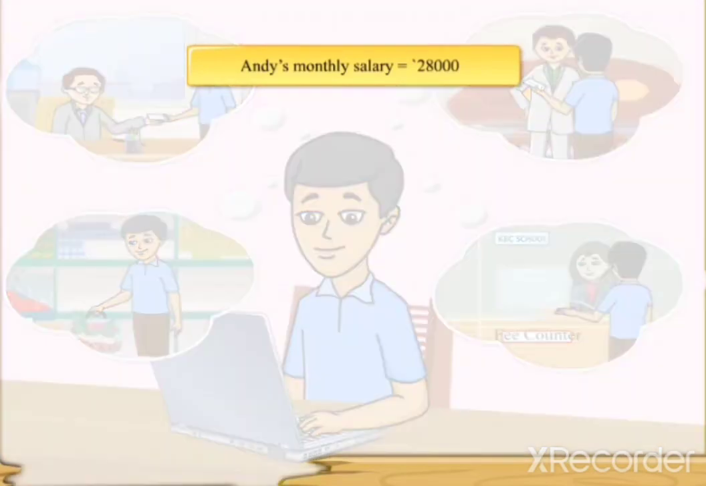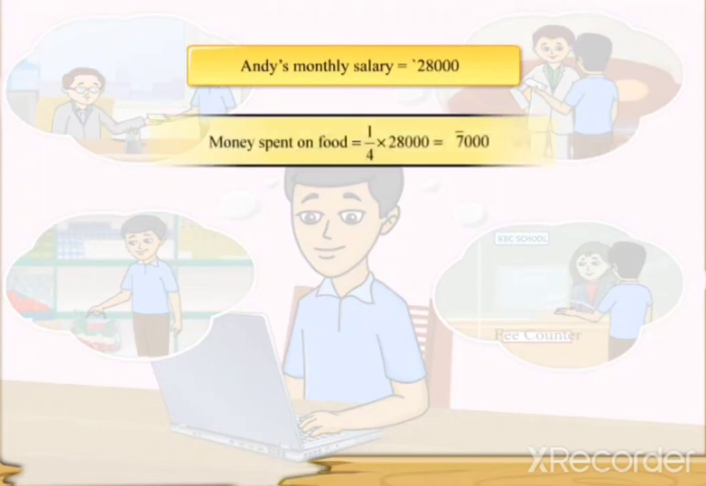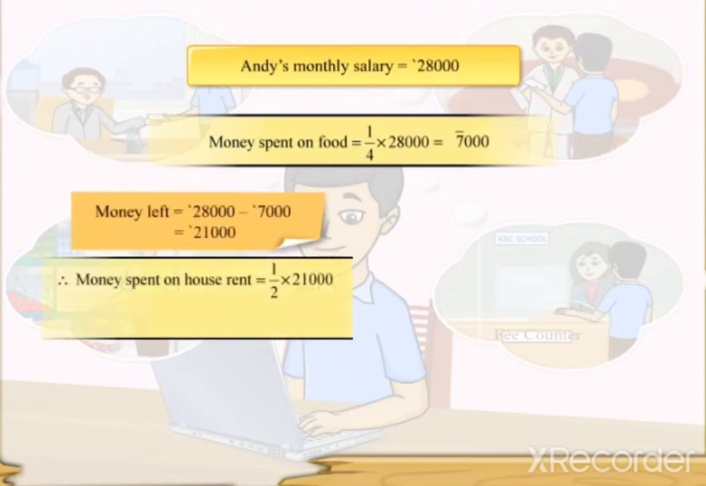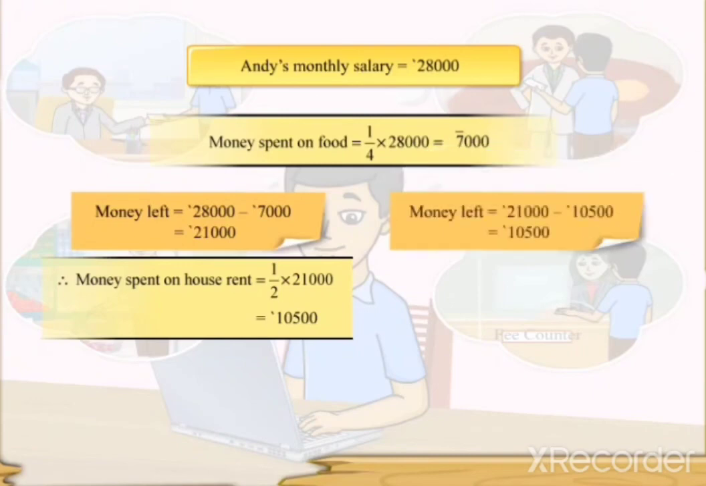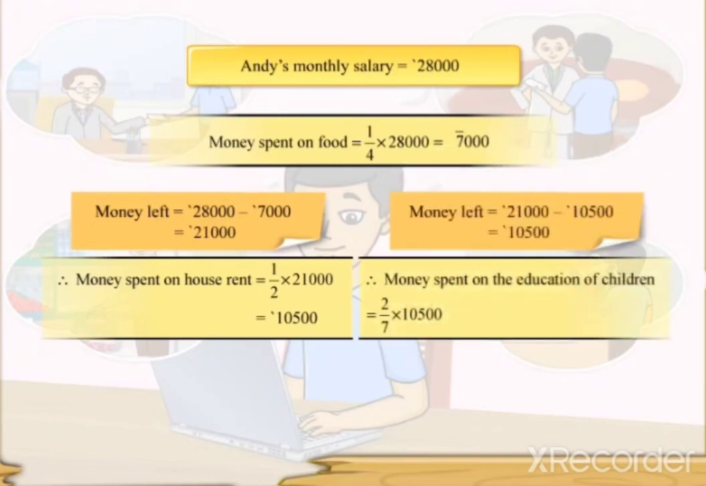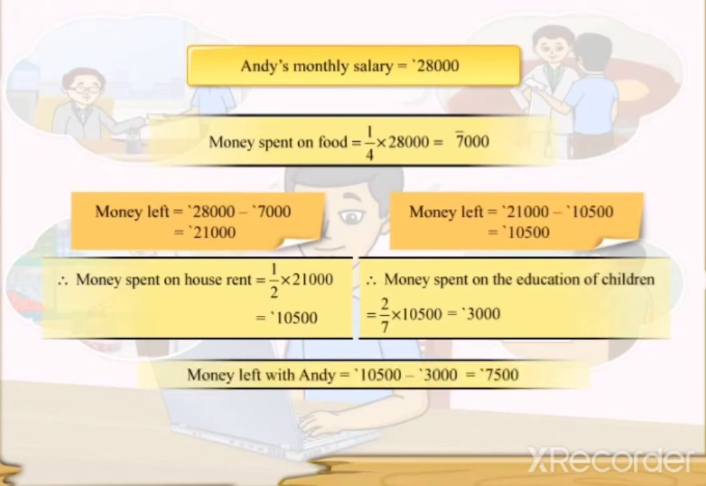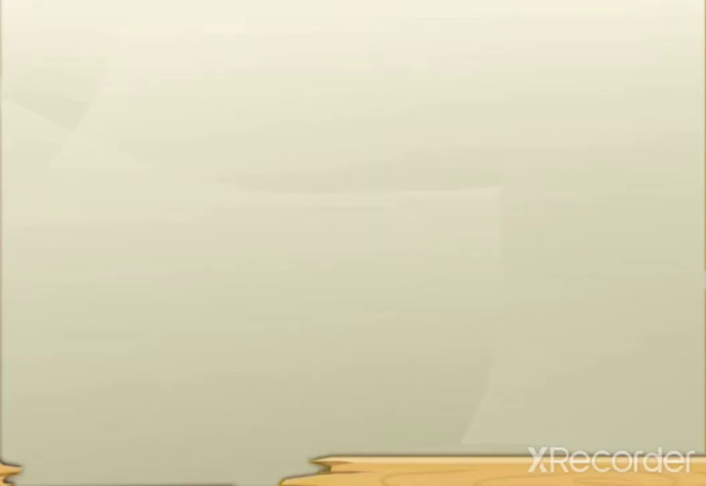Now that we know about rational numbers, let's find out how much money is left with Andy. The money spent on food is 7,000 rupees. The money spent on house rent is 10,500 rupees. The money spent on the education of children is 3,000 rupees. Hence, the amount of money left with Andy is 7,500 rupees.